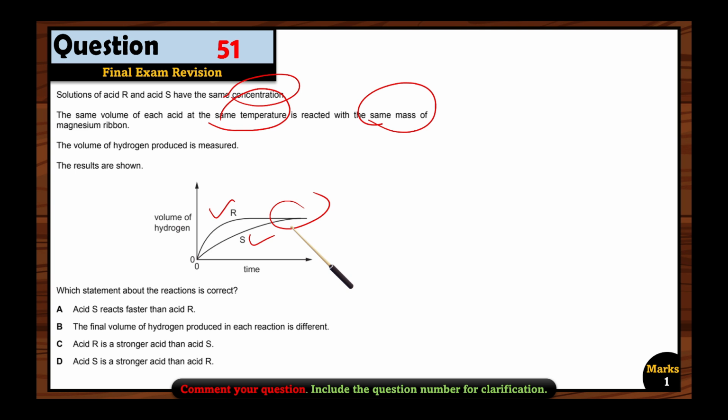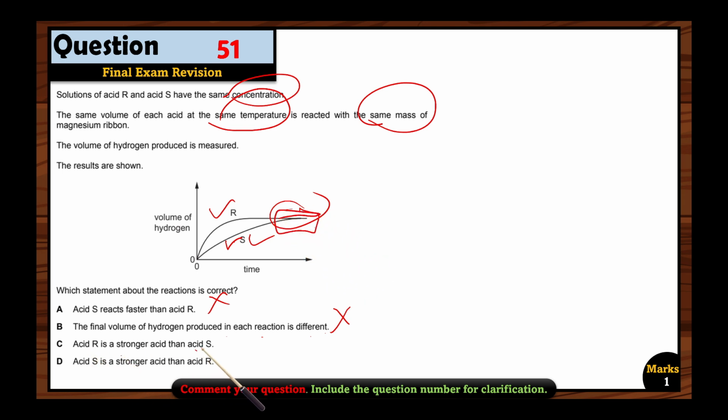Okay, so what can be the possible reason? Let's see. Acid S reacts faster than acid R. Yes, we know that acid S reacts faster. No, wrong, because acid S has a lower rate of reaction, you see. The final volume of hydrogen produced in each reaction is different. Wrong, they are the same. You see, the final product is the same. These two lines are touching each other.